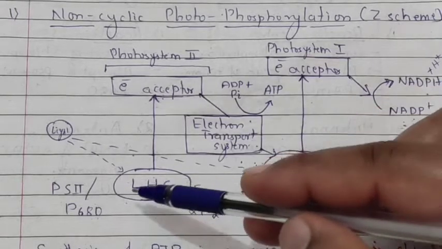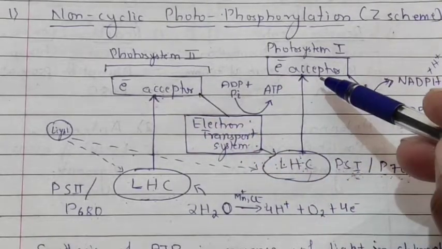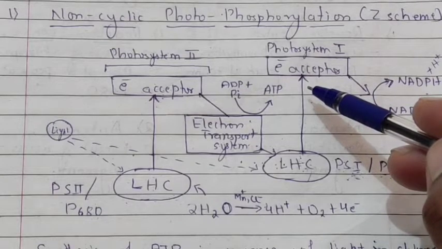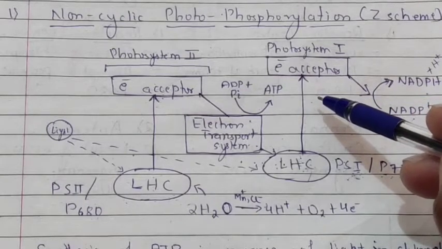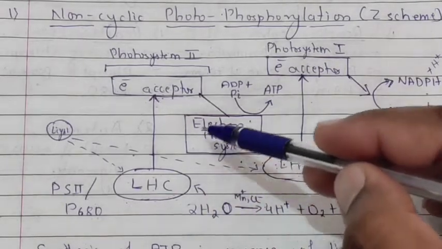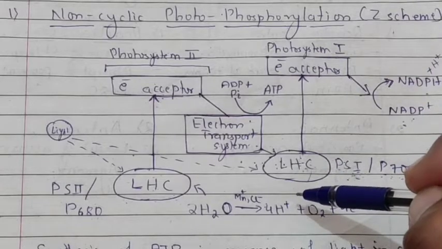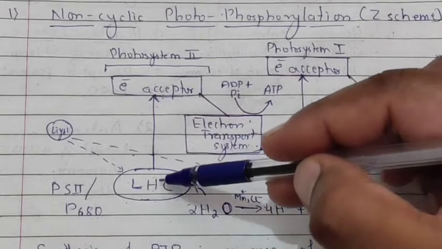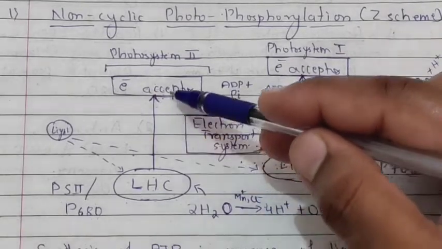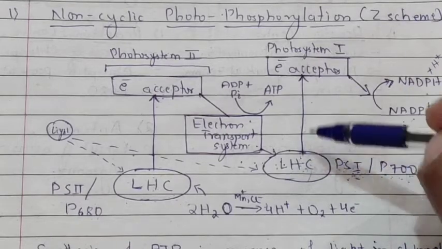So the flow of electrons assumes the shape of the letter Z when all electron carriers are placed according to their redox potential. Hence, this process is called the Z scheme. Why? It is because the flow of electrons assumes the Z shape when all the electron acceptors are arranged according to their redox potential.